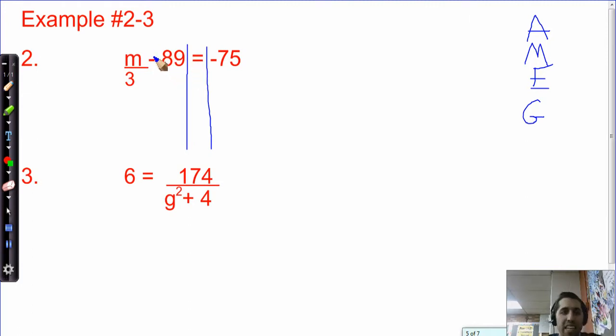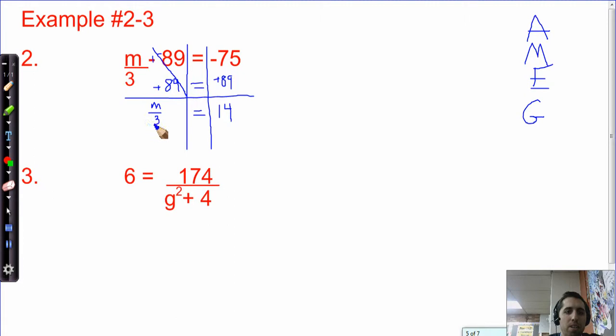By adding 89. Or even if you played add ops, you could say, how do you cancel out negative 89? Well, you cancel it out with positive 89. If we're going to add 89 to the left side, we need to do it to the right because that's maintaining equality. These cancel out. We have m over 3 as equal to, well, we have more positive tiles than negative, but they're different signs, so they're going to cancel out. We are going to have positive 14.